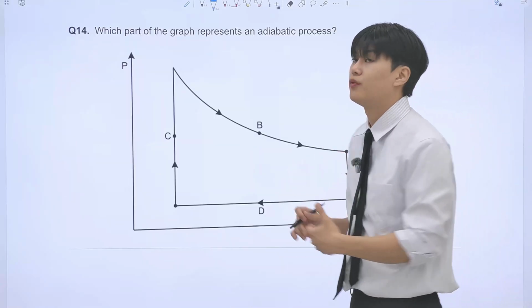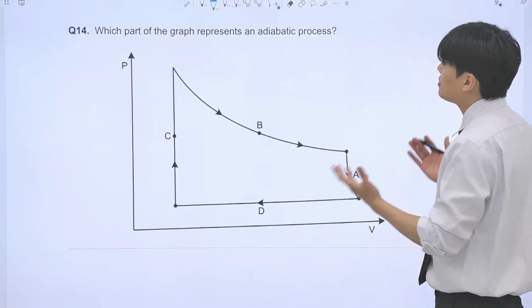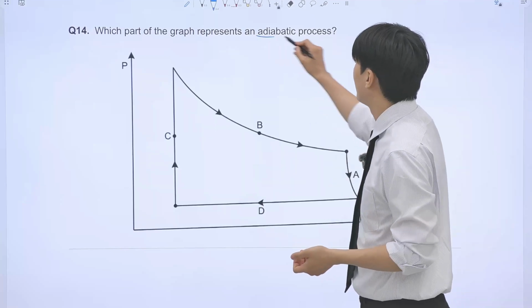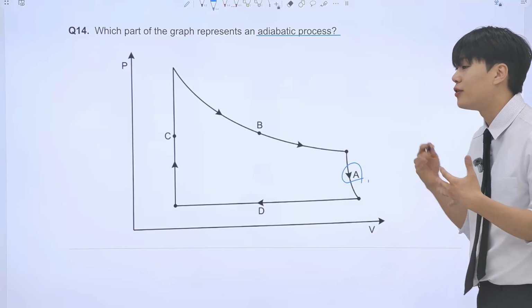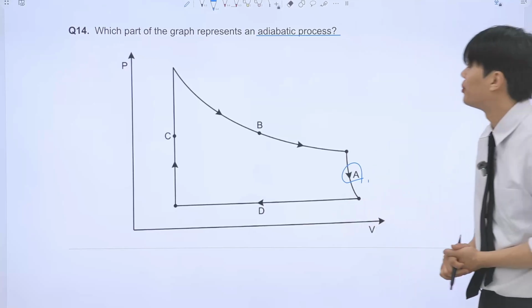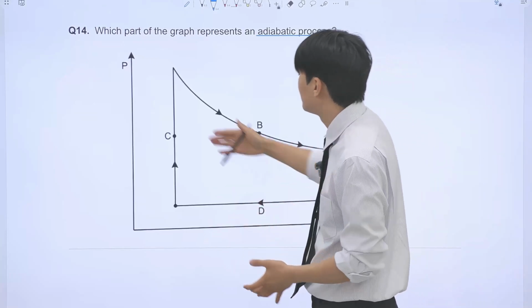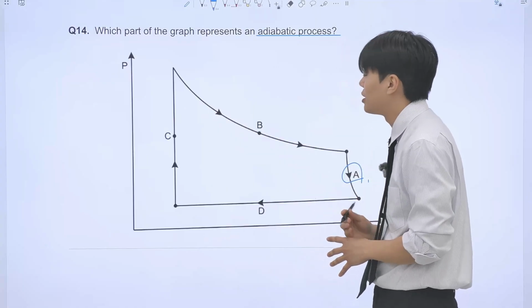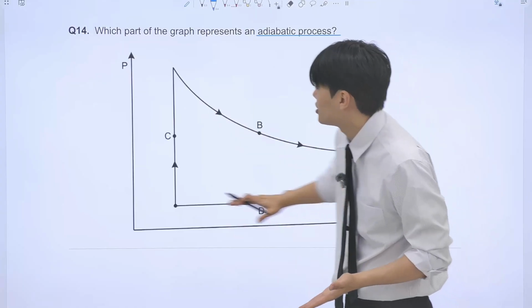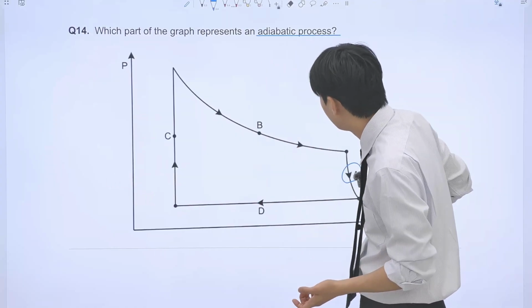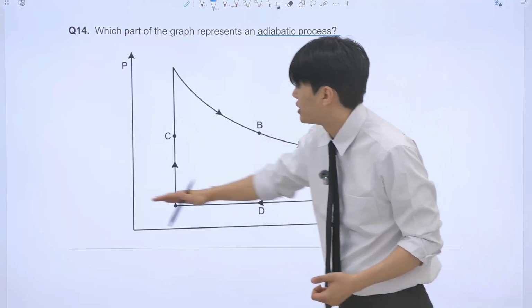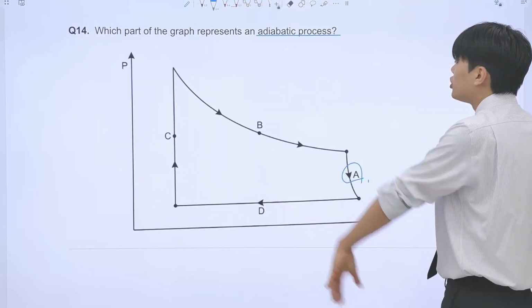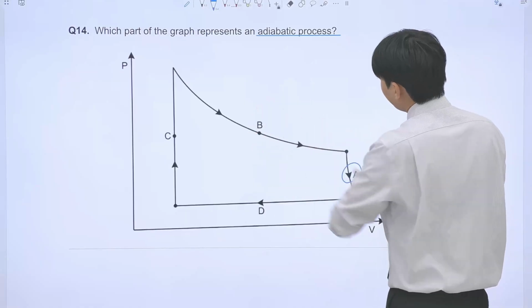Let's move on to question 14. This is a pretty easy one, right? What's the adiabatic process in that diagram, which is A, right? If you know, then you know. If you don't know, you just don't know. C and D are obviously not the one. D is where the pressure is the same, and C is where the volume is the same, which is an isovolumetric process, and the other is an isobaric process. And we just have to know what A and B are.